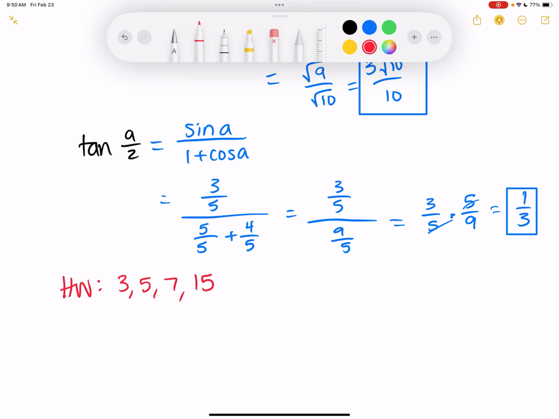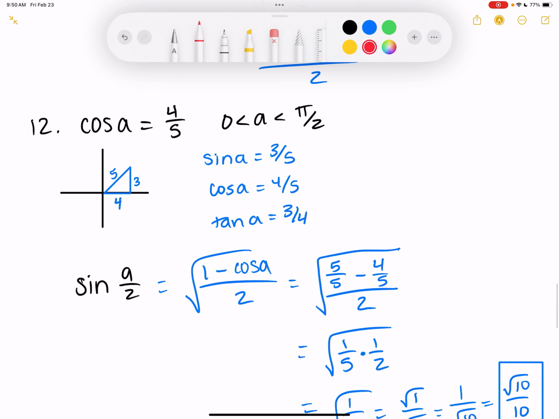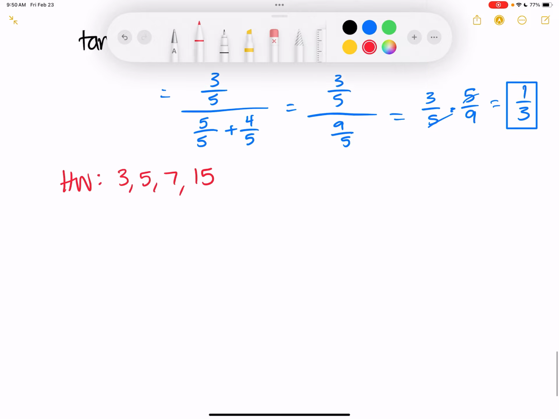So where we'll start on Monday is a problem just like this, except we're using the double angle formulas, and then we'll move into some double angle problems as well. But the setup of it will be the same way.